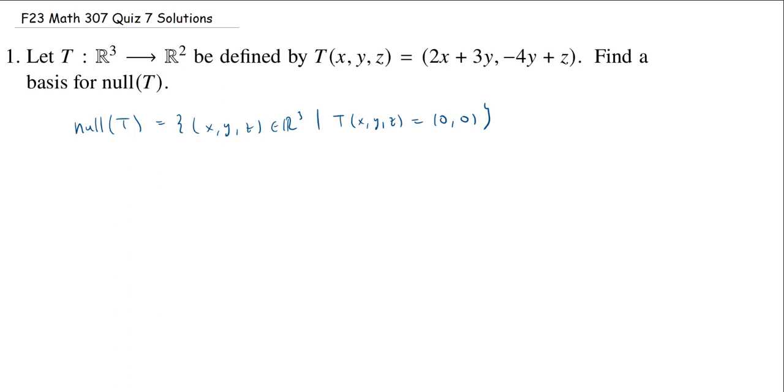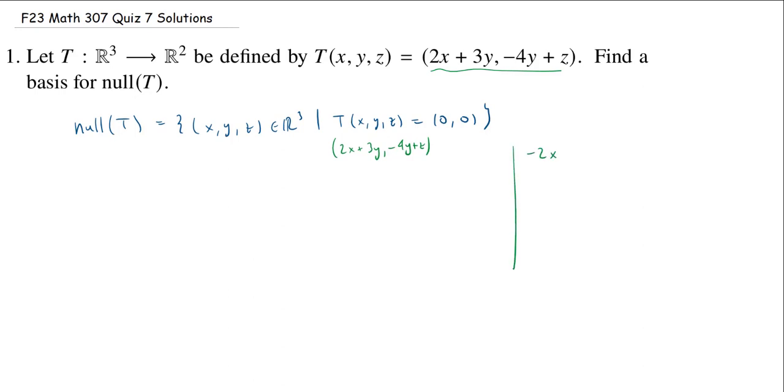Now, of course, we actually know what T of x, y, z is equal to. We have it right up above. So I could just replace this here with 2x plus 3y, comma, negative 4y plus z. Now I have a pair equal to (0, 0), so I know that each of the individual components has to equal 0. So let's just do a little side work here.